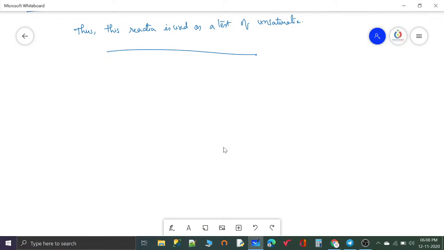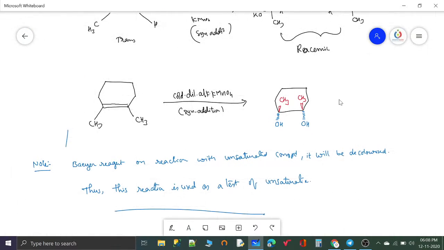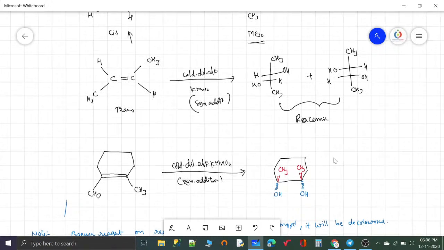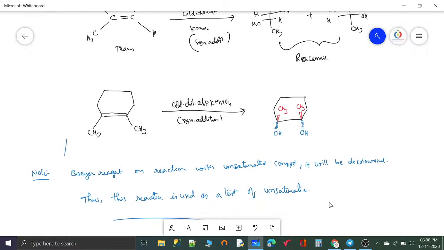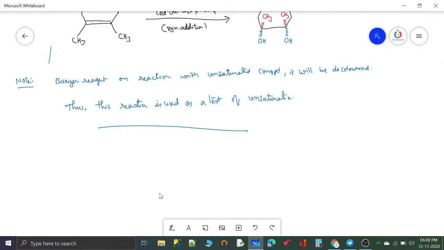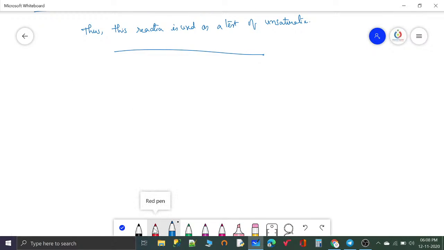Okay, then thank you. We shall start our class. In yesterday's session we discussed all these parts: how cold dilute alkaline KMnO4 gives products with alkene molecules, what the stereochemistry of that reaction is, and what the use of that reaction is. In today's session we shall continue with osmium tetroxide, a similar reagent which also gives almost similar types of compounds.